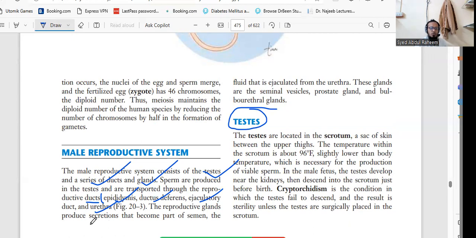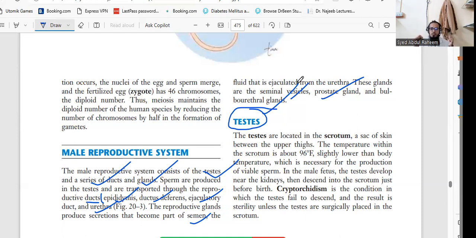The reproductive glands produce secretions that become part of semen. Some glands release substances which add to the semen fluid that is ejaculated from the urethra. These glands are called seminal vesicles, prostate gland, and bulbourethral glands. So one is the production of sperm, one is the traveling part, and the third one is the glands, which help to improve the quality of sperm. So these are the three things.